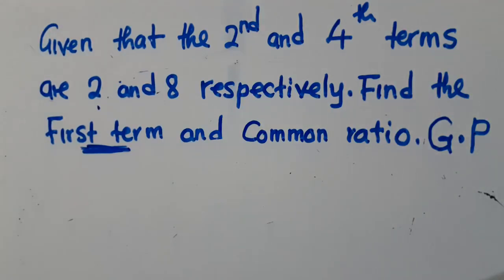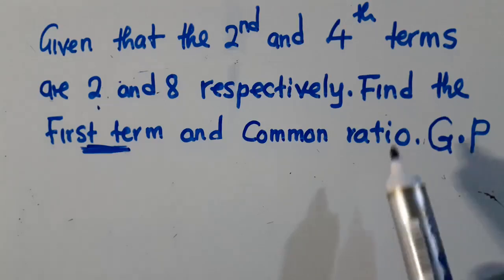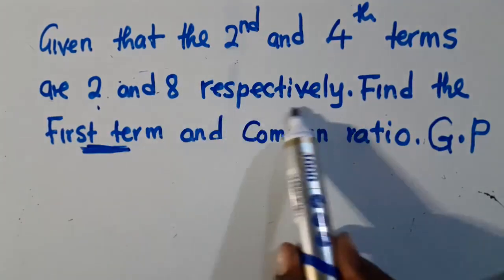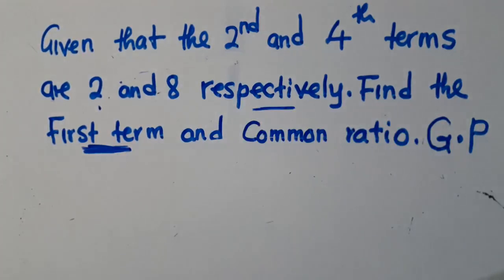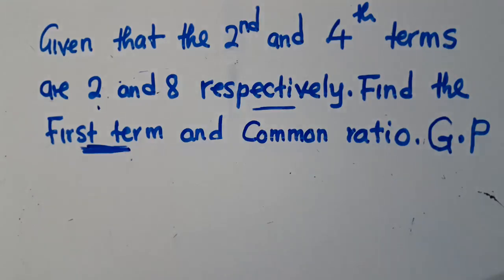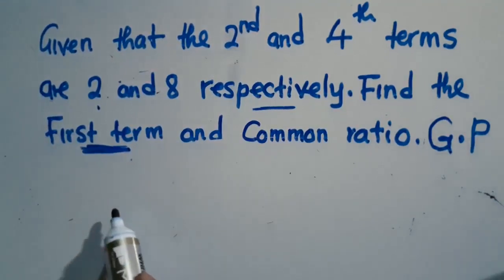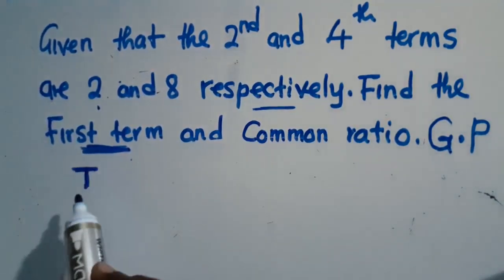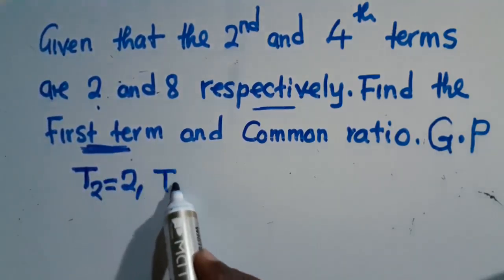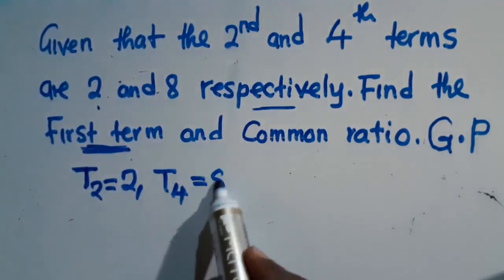So the question is saying, given that the second and the fourth terms are 2 and 8 respectively, this is what you are told. Find the first term and common ratio. We want to find the first term and the common ratio. So the first thing that should be done is that you get the data that is given. The second term is 2. Then the fourth term is 8.